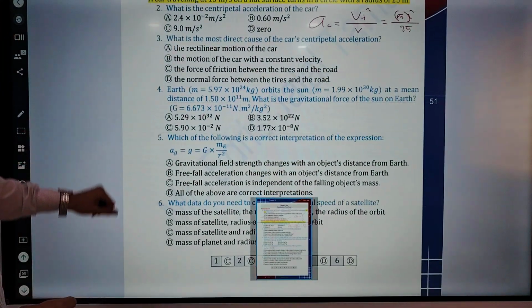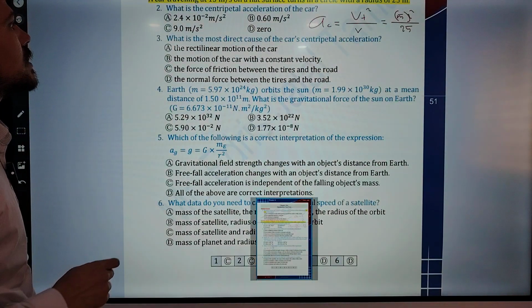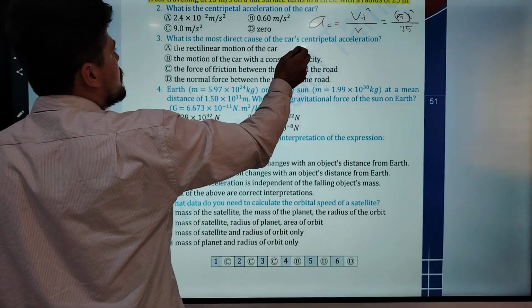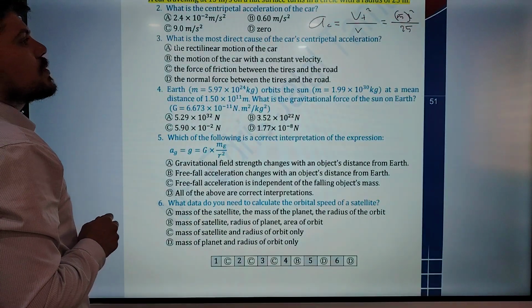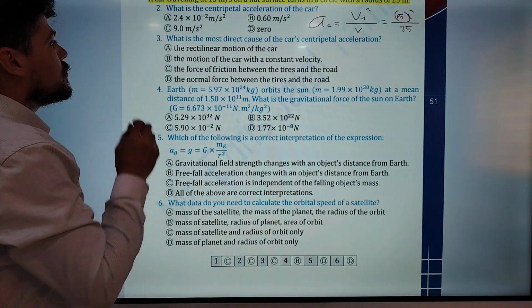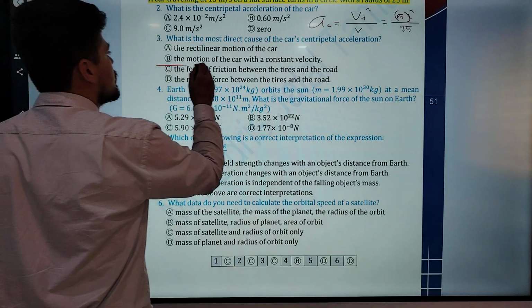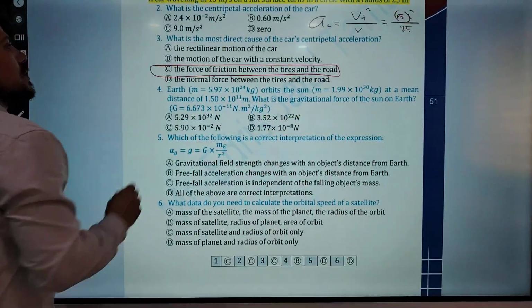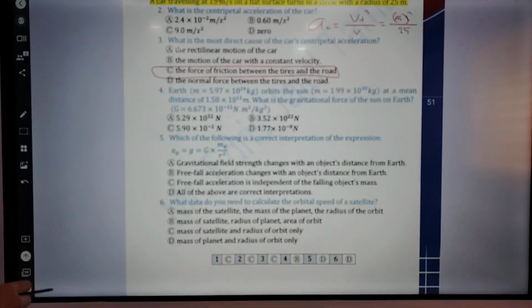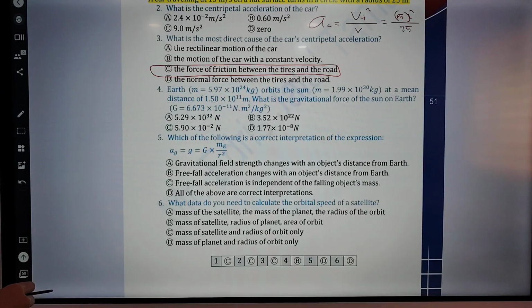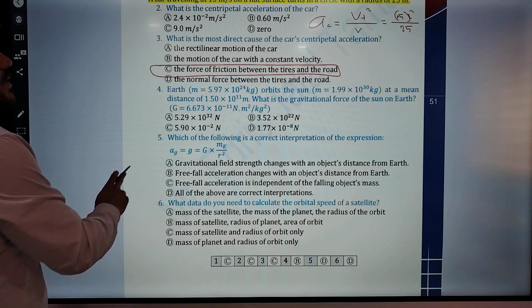What is the most direct cause of the car's centripetal acceleration? The rectilinear motion of the car, no. The motion of the car with a constant velocity, no. The force of the friction between the tires and the road, yes. The frictional force between the tires and the road provided the centripetal acceleration.